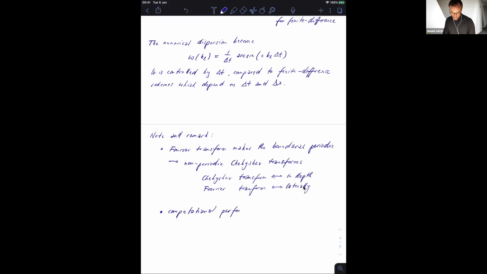Regarding the computation performance. Now the Fourier transform has long been a transform which wasn't very suited for computational calculations until basically the fast Fourier transform was proposed. And the fast Fourier transform, the FFT, made the Fourier transform suitable for computational applications.